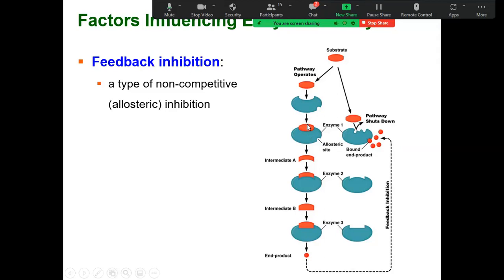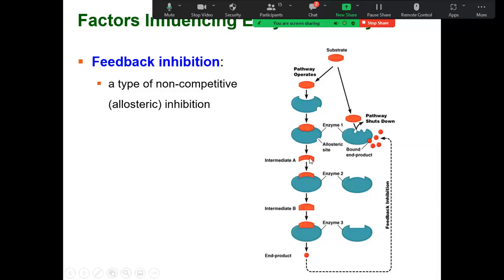So the enzyme will become inactive and it will no longer bind to the substrate. The reason it no longer binds to the substrate is that the active site has changed its shape when the protein binding was changed right here by the allosteric inhibitor, in this case, the feedback inhibitor. So the enzyme no longer binds to the substrate.